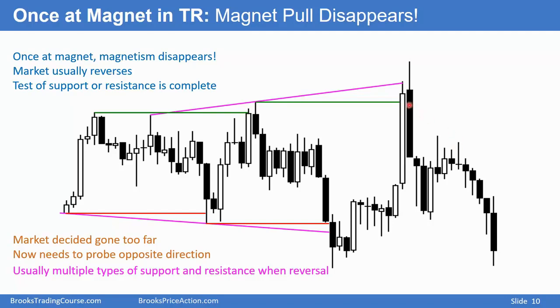When there's a reversal, there's usually more than one type of support or resistance operating on the market. Here we have an expanding triangle at the bottom and at the top, and a breakout above a prior high, and a breakout below a prior low, usually with measured move targets as well.